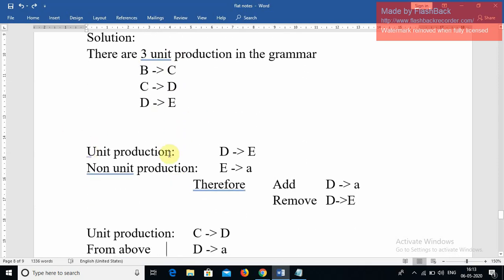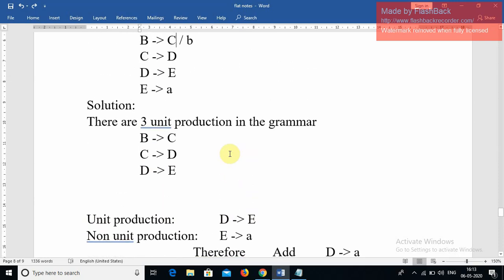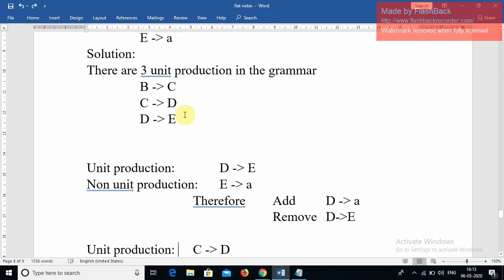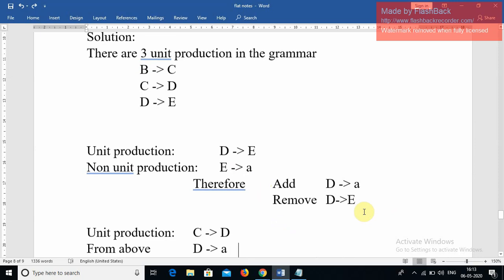So let's take the unit production D to E first. In the grammar we have E to A, right? E to A we have. So as per the previous rule, D to E we have in the grammar and E to A we have in the grammar. So by combining those we can add D to A to the grammar, and we can remove the unit production D to E.